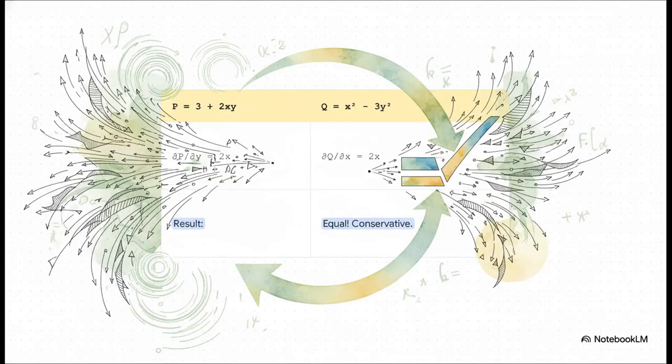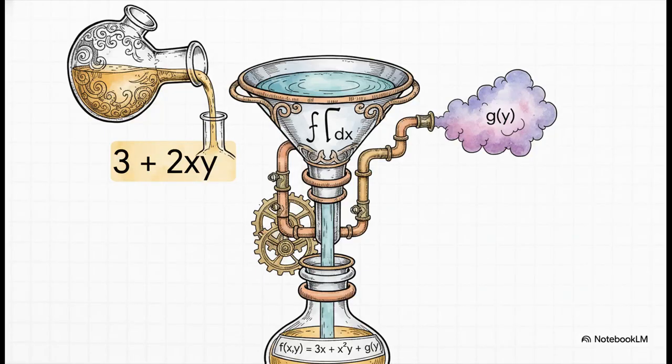And here we go. The partial of p with respect to y is just 2x, and the partial of q with respect to x is also 2x. They're equal. So we've got a conservative field, which means we get the green light to go ahead and find its potential function. So we start by integrating p, that's 3 plus 2xy, with respect to x.